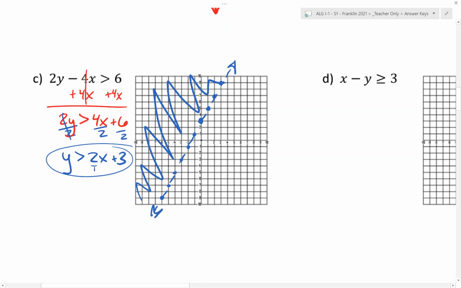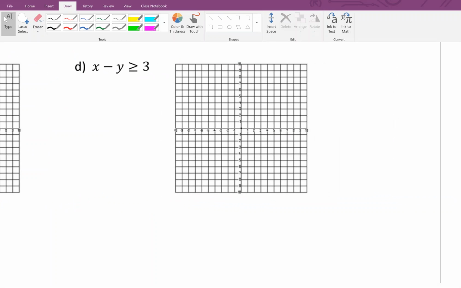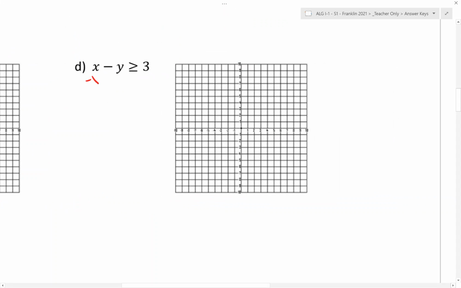So the presence or absence of the equal to bar tells you whether it's dotted or solid. And then the shading is whether it's greater than or less than. Example D here, we're going to subtract x.